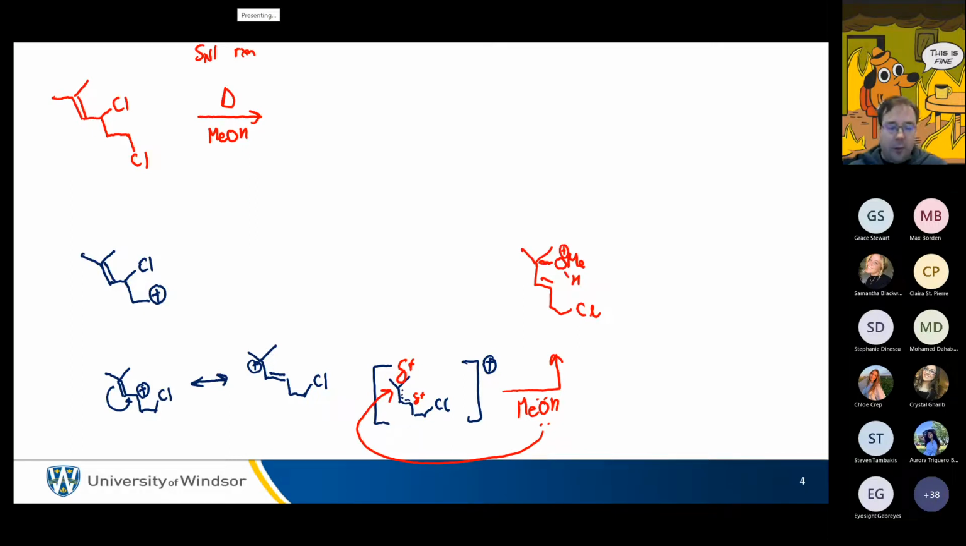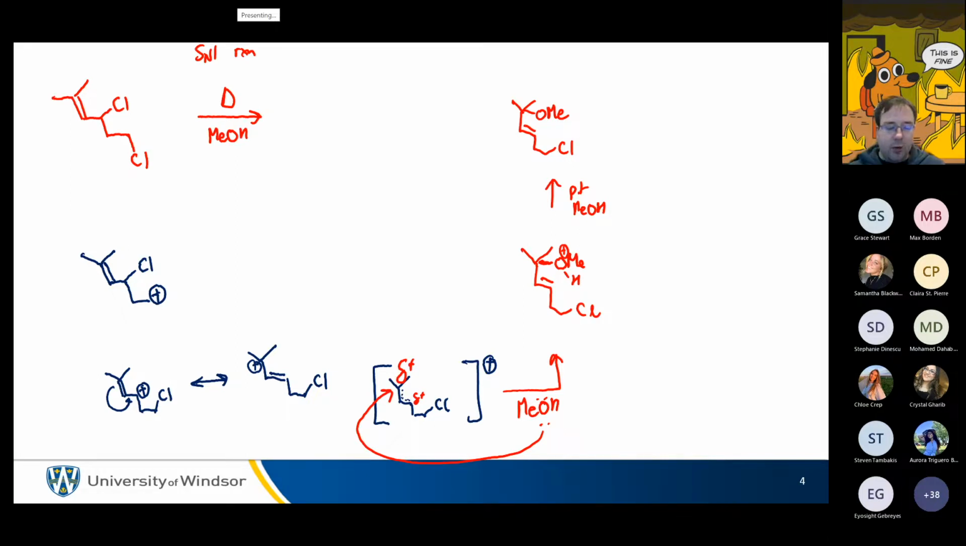So charge guy, then we do a proton transfer with methanol. Let's just get rid of it. And we have our product. So Alyssa, where there's more of the positive charge is where the nucleophile attacks.